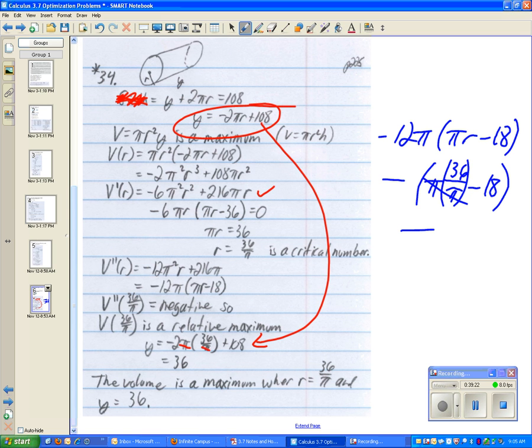Don't forget to conclude with a statement telling them exactly what they wanted to know. They wanted to know the dimensions that gave us that maximum volume.